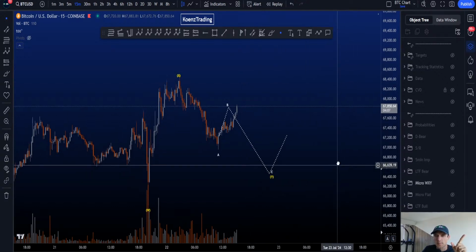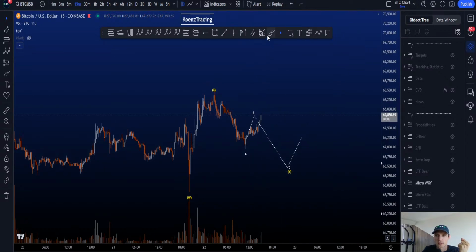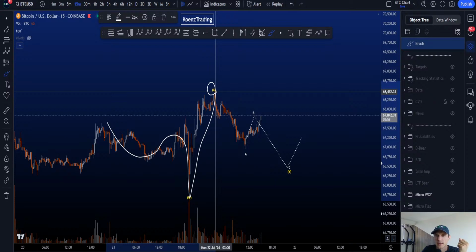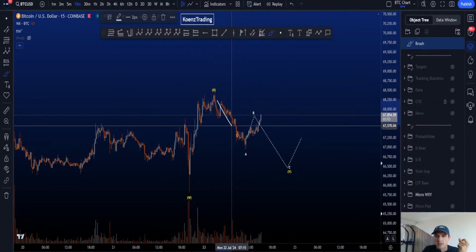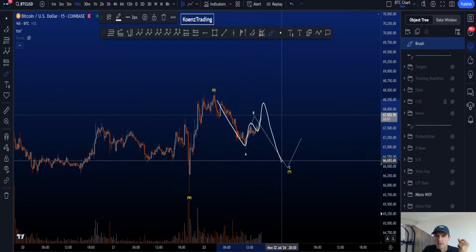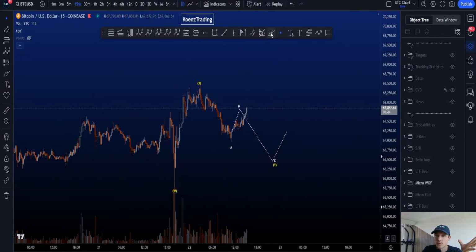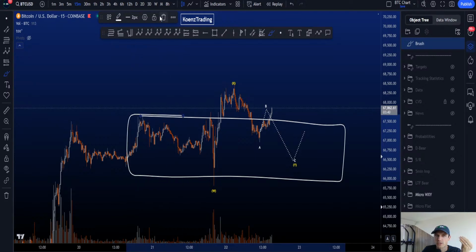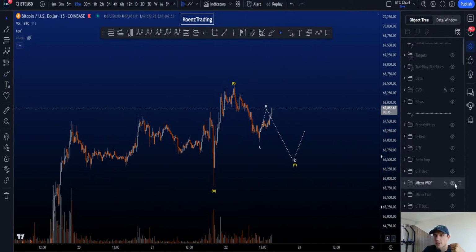A second scenario compared to the flat is a complex structure in a WXY. Flat in W, zigzag corrective structure in a wave X, and then a zigzag in a wave Y to the downside, with a 5 wave A looking for a 3 wave B and a 5 wave C to the downside. In this case, your wave Y does not have to take the low of W, creating a very sideways, range-bound, shallow range for your higher degree wave 4 and still look up for 5.